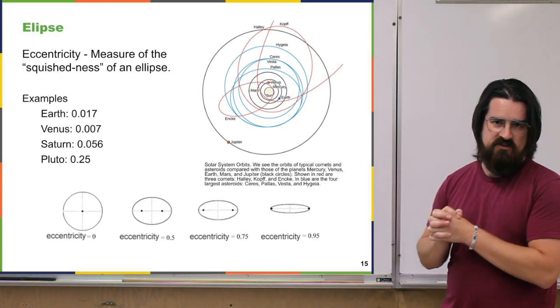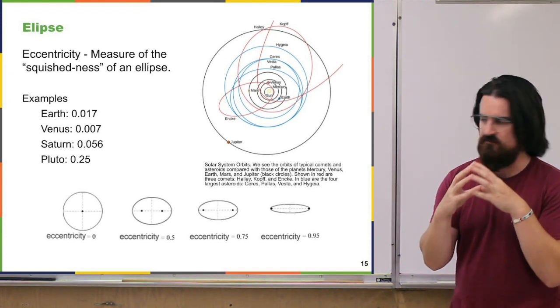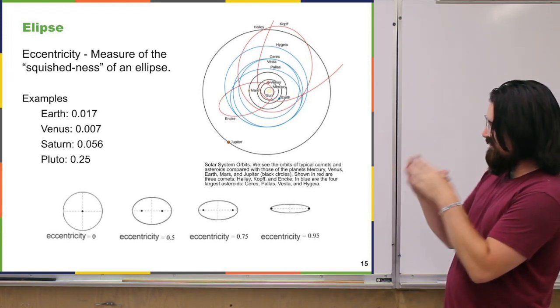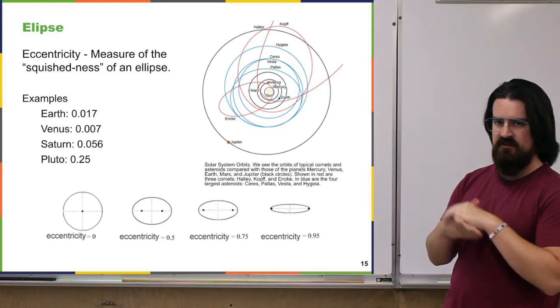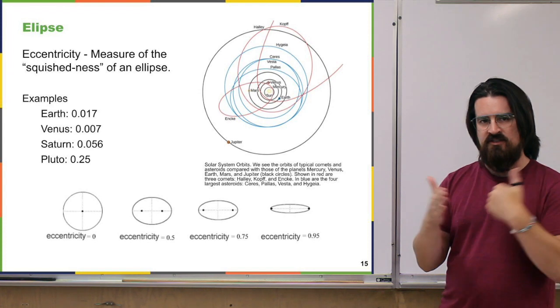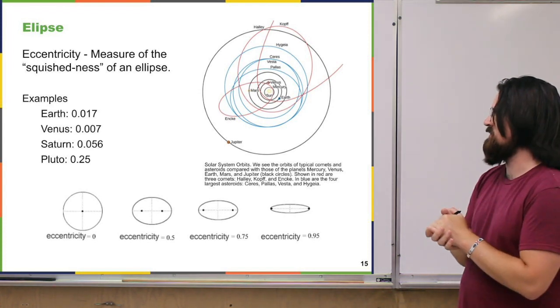So 0 is the smallest eccentricity you can have, and that's just a circle, right? That's not squished at all. You go to 0.5, like that, 0.75, 0.95. It turns out that once you get to 1, it's actually no longer a closed shape anymore. It's a parabola. You don't need to worry too much about that, though.